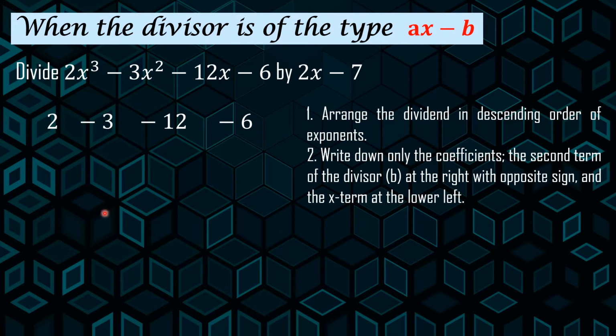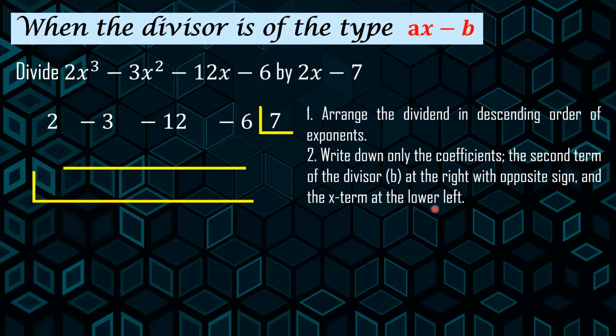Next is to write the second term of the divisor. Ito yung value ng b at the right. So, maglagay tayo ng L. And then, opposite sign ng negative 7 is positive 7. And then, yung coefficient naman ng x term or yung 2x ay ilalagay naman natin sa lower left. So, maglagay tayo ng line and then another line. Dito natin ilalagay sa lower left ang x term or coefficient ng x, so that is 2.